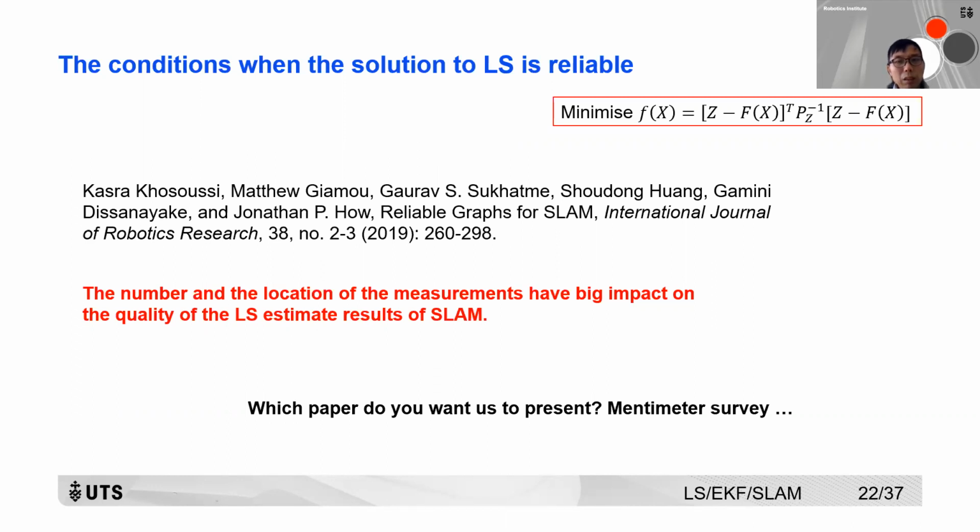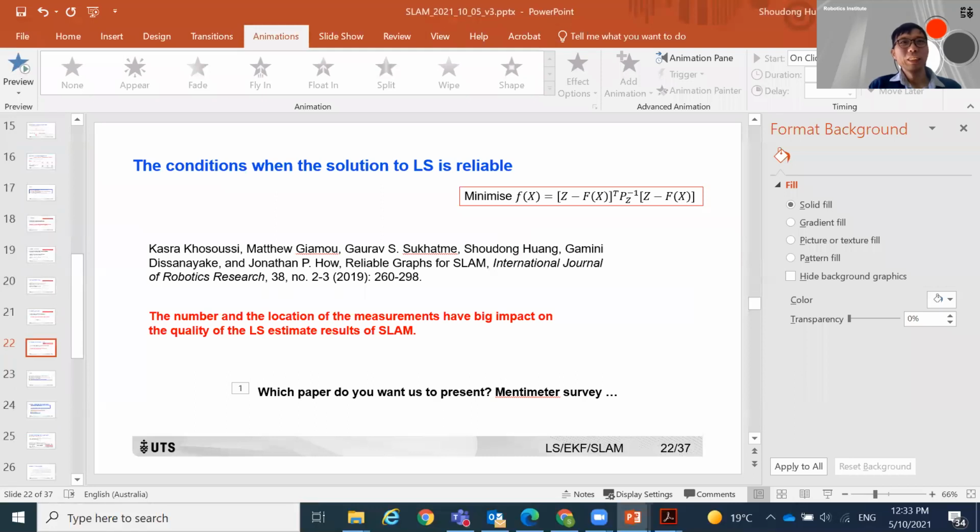So that's some of our papers published in the top journals, and they are all based on least squares. I'm thinking we will be able to present some of them, maybe one or two, depending on your requirement. So I want to ask you, for those works, what do you want to hear about?